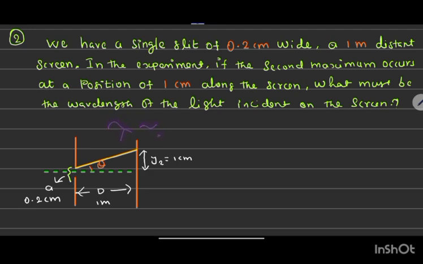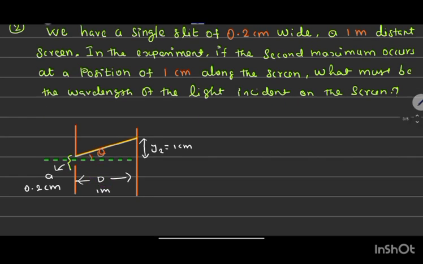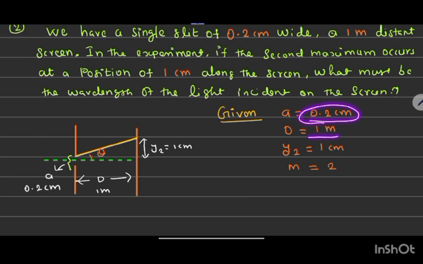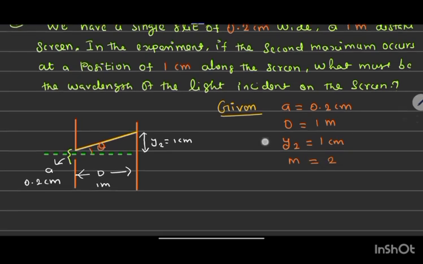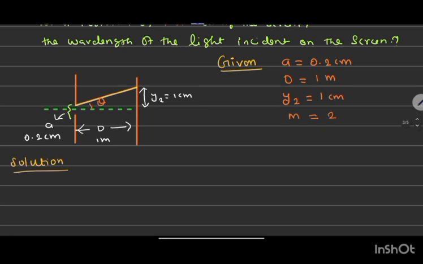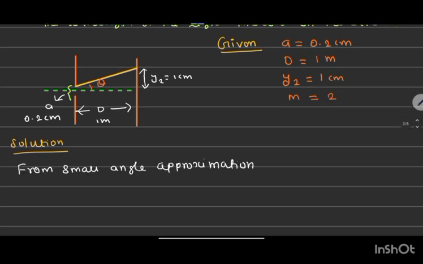So a is given, slit width is given, and D is given. To find lambda, the wavelength of the incident light. These are the given information. As I told, slit width is 0.2 centimeter, D is equal to 1 meter, and y2, the second maximum position, is 1 centimeter from the central maximum, and the order of maximum is 2. And the solution is, from the small angle approximation we know tan theta is approximately equal to sin theta, and that is again approximately equal to theta.